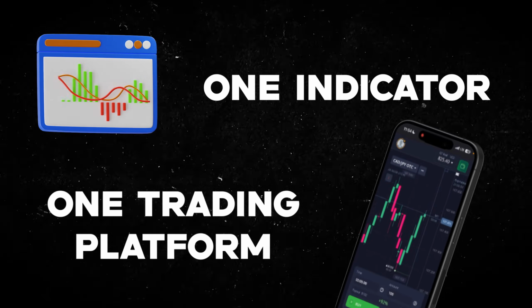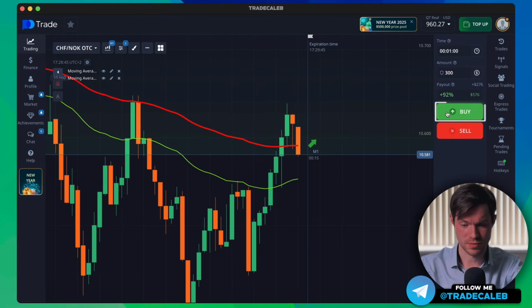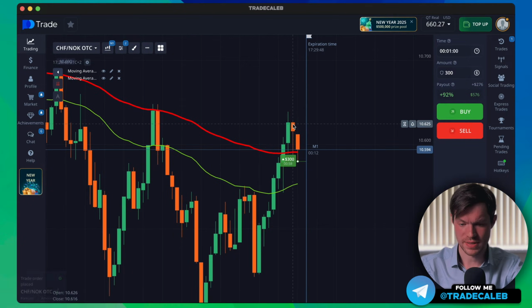In just 60 seconds, you can earn more than your monthly salary. Oh my god! To do this, we need one indicator, one trading platform and 1 minute to make a trade. So I did some analysis and I realized that we need to make an upward trade here. We'll open it right now.